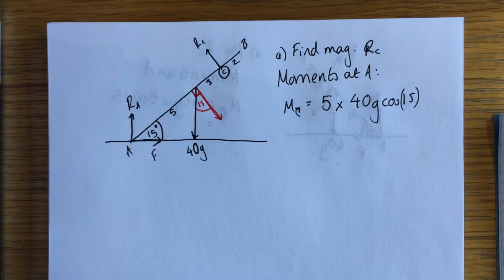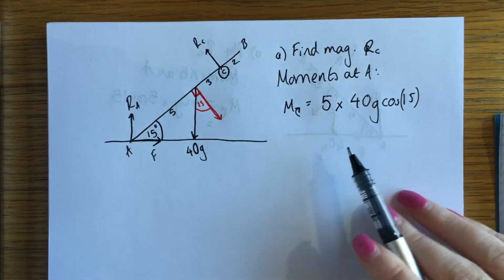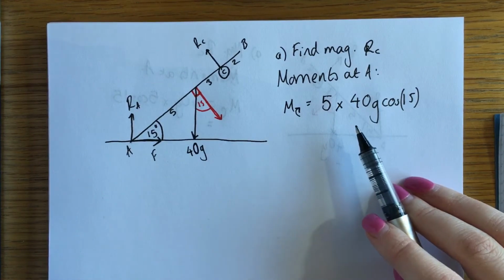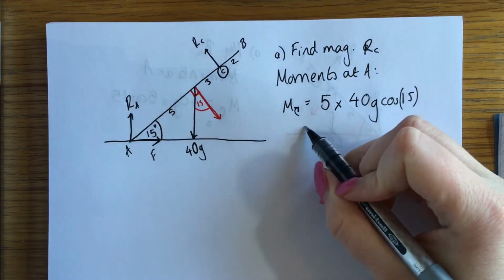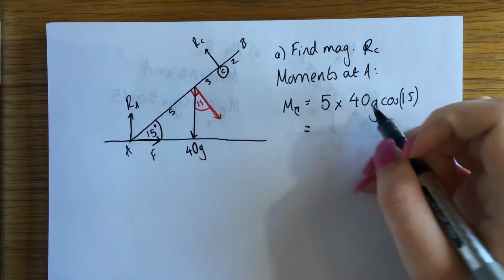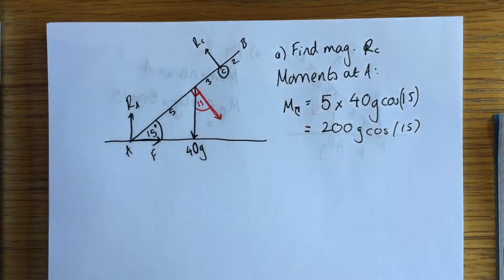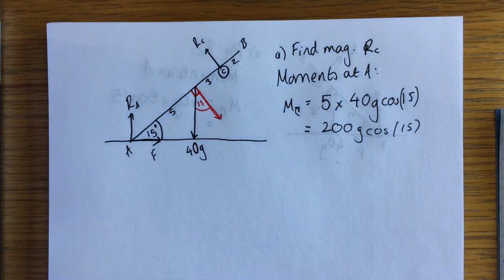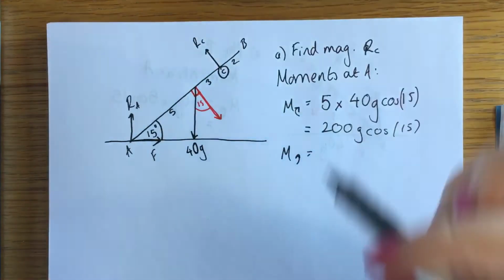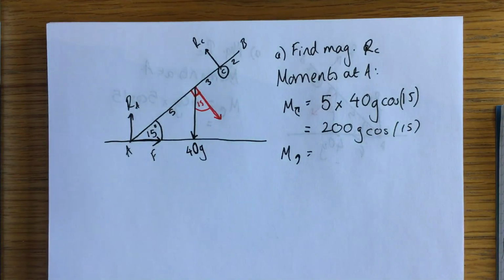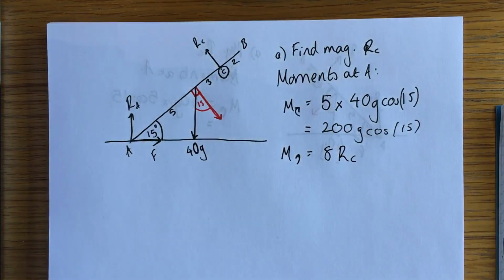This is why mine's slightly different to the book, because the book has written 40g times 5 cos 15, but the diagrams don't tell you where those perpendiculars meet, because they are quite difficult to visualise. So this is exactly the same answer, it's just that I've used laws of multiplication to swap those around. So my clockwise moments are 200g cos 15. My anti-clockwise moment, the thing that's going to make this tilt this way, must be my normal reaction at C. It's 8 metres away and meets a perpendicular, so it's 8 lots of the normal reaction.